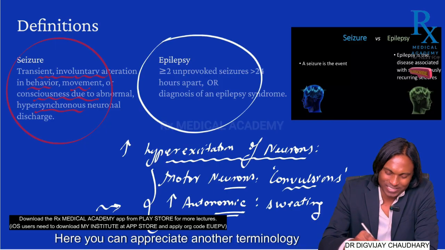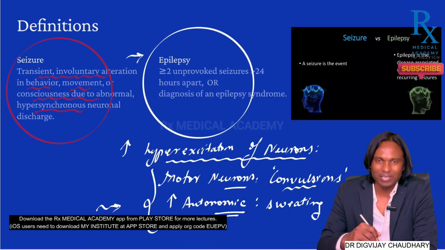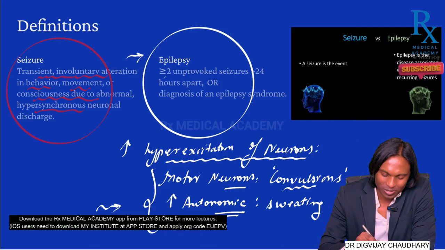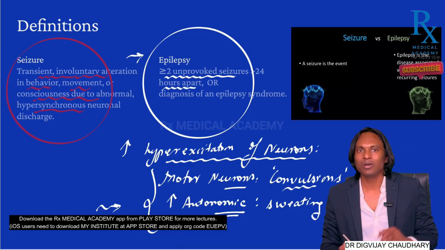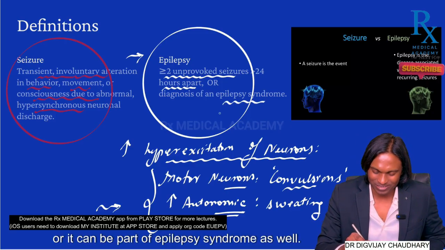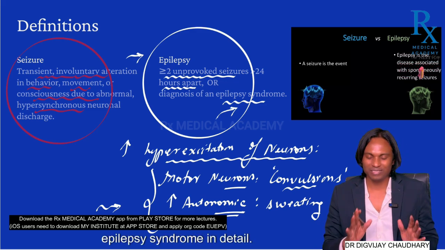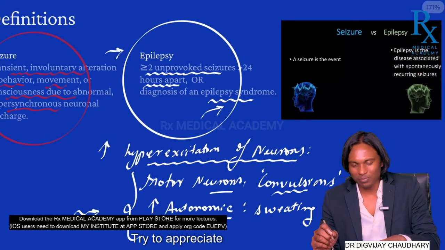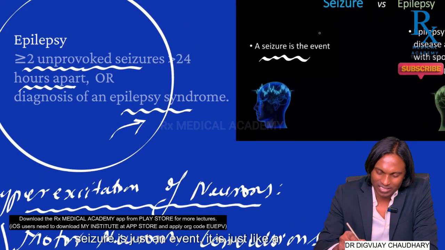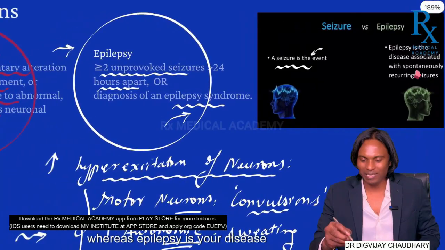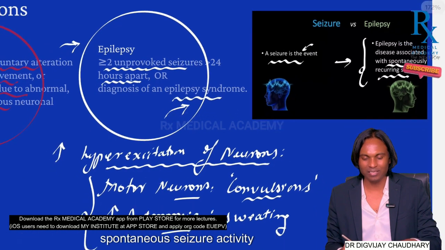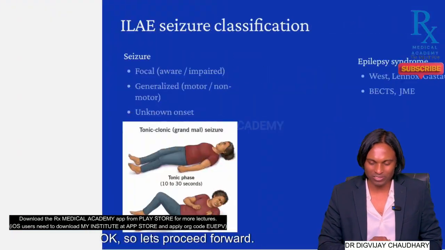Here you can appreciate another terminology, that is epilepsy. What is epilepsy? Epilepsy is simply recurrent seizures, and it is defined as two or more unprovoked seizures 24 hours apart, or it can be part of an epilepsy syndrome as well. We will discuss epilepsy syndrome in detail. So recurrent seizures are known as epilepsy. Seizure is just an event, just like a symptom, whereas epilepsy is a disease in which there can be spontaneous seizure activity repeatedly. Okay, so let's proceed forward.